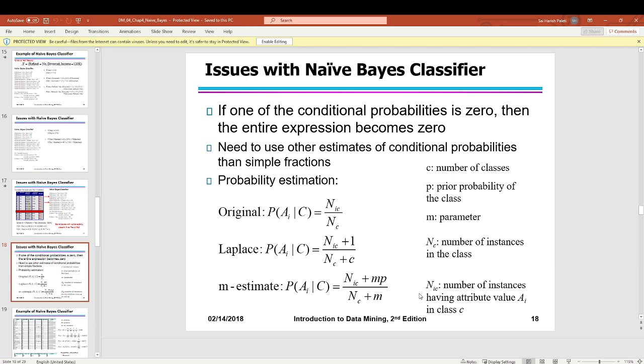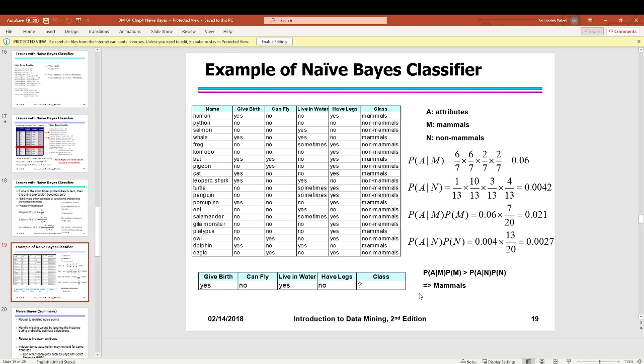And issues with the Naive Bayes classifier. If one of the conditional probabilities becomes zero, then the entire expression becomes zero. And we always need to use other estimates of conditional probabilities than simple fractions. And here is another example which we can solve by using the Naive Bayes classifier.